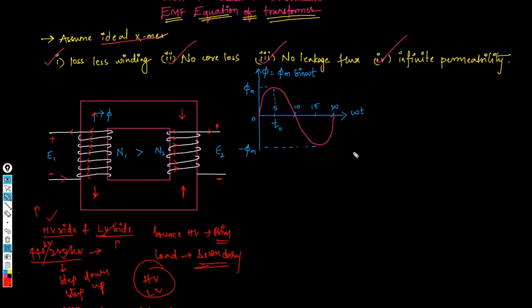So coming to our EMF equation, assume that phi is equals to phi m sin omega t, which means at t naught, the maximum value of phi is phi m. That is what I have written in this equation.